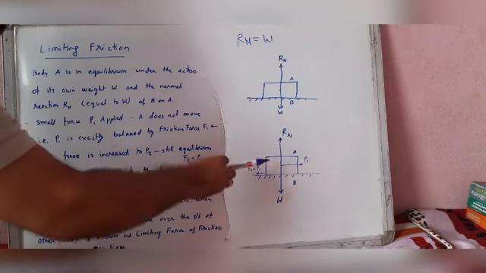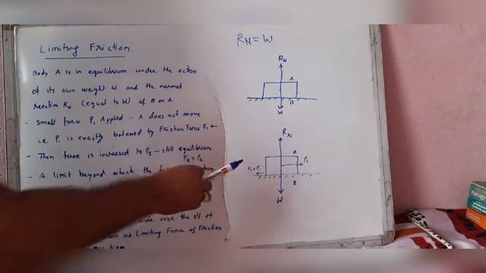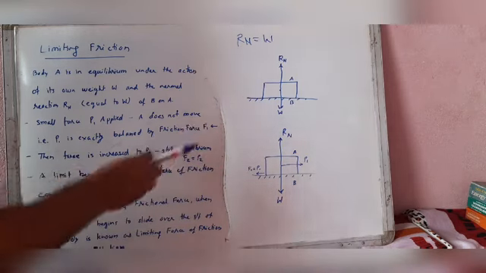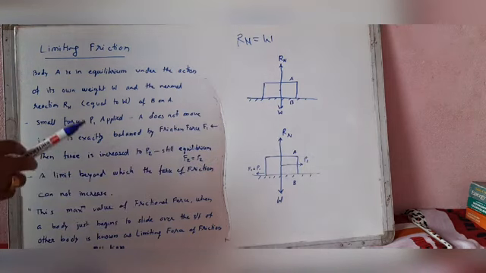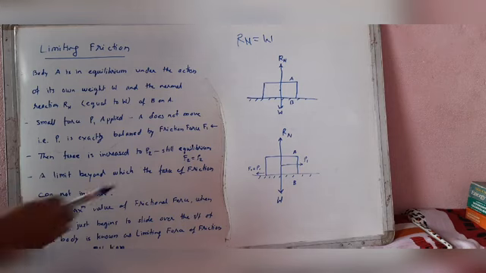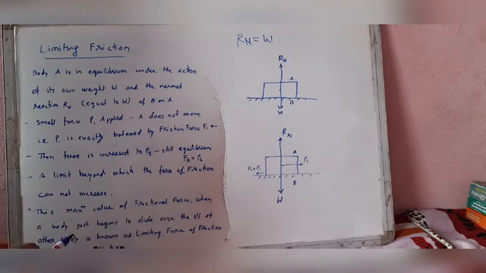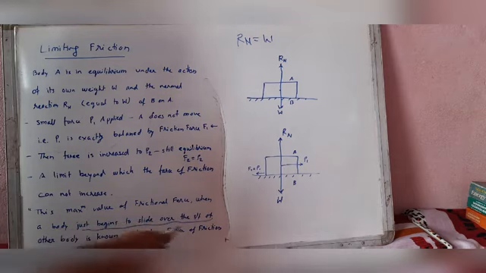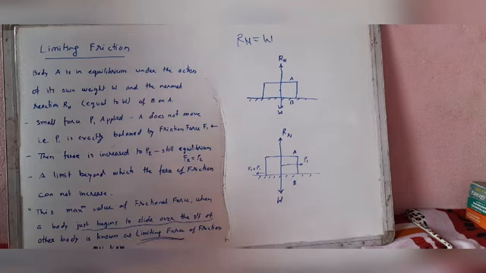As we keep increasing P, a limit will come after which F cannot increase, meaning the movement will start. That point is called limiting friction. Thus the body A begins to move in the direction of the applied force. This maximum value of frictional force, when a body just begins to slide over the surface of another body, is known as the limiting force of friction, or generally limiting friction.